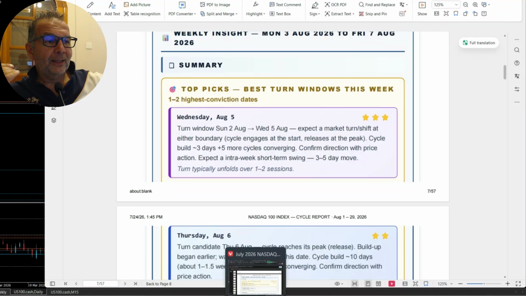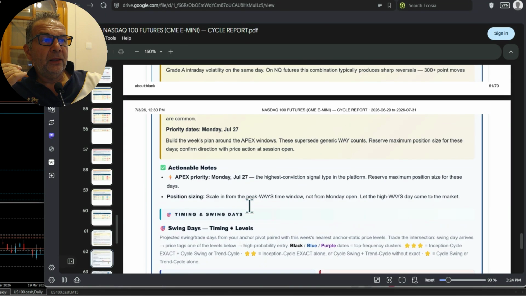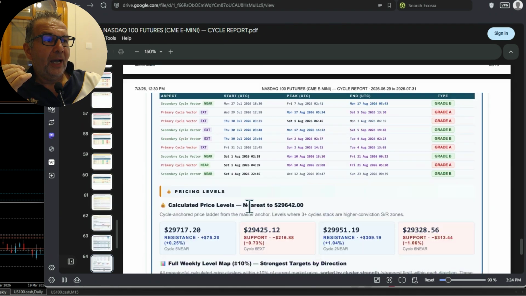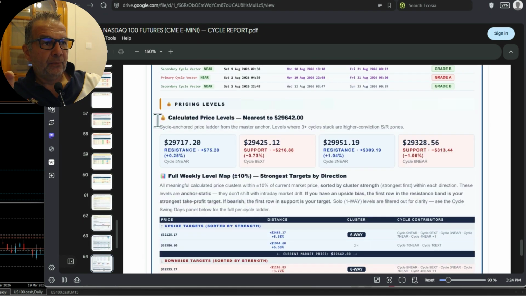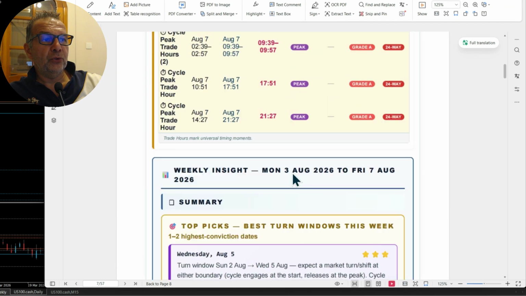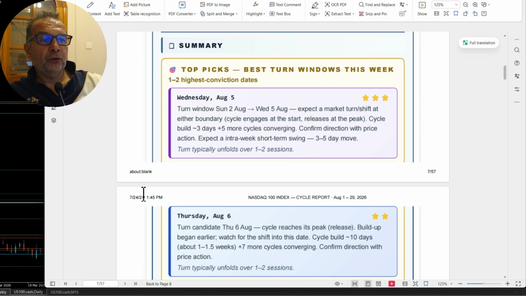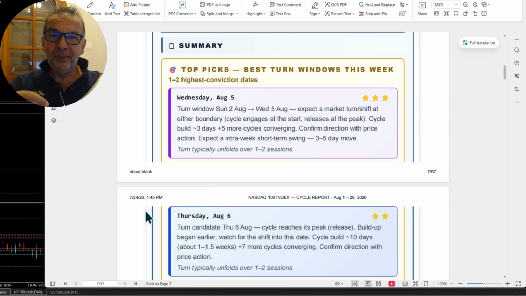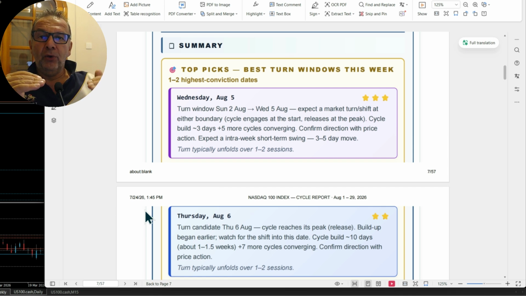Also, let's take a look. In the previous version, I had here pricing, calculated price levels. That I've taken out in this report, and I will tell you why. It's a good reason. I'm producing this report. For example, this report I produced on the 24th of July. If I was to give you pricing, it would have been relevant to what's going on in terms of pricing on that day. What did I do instead?